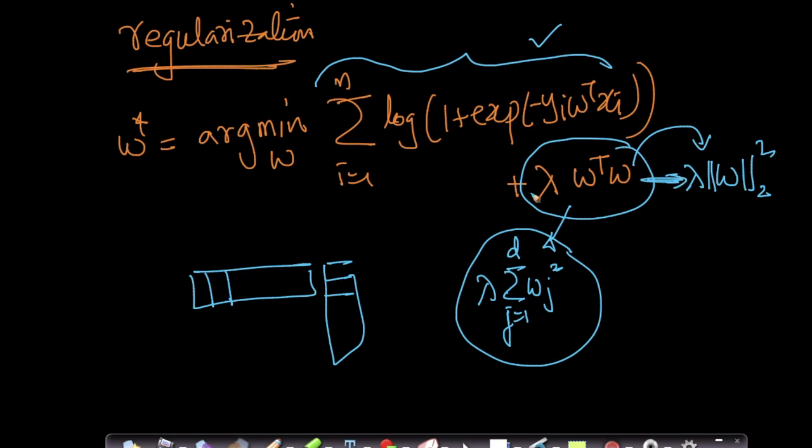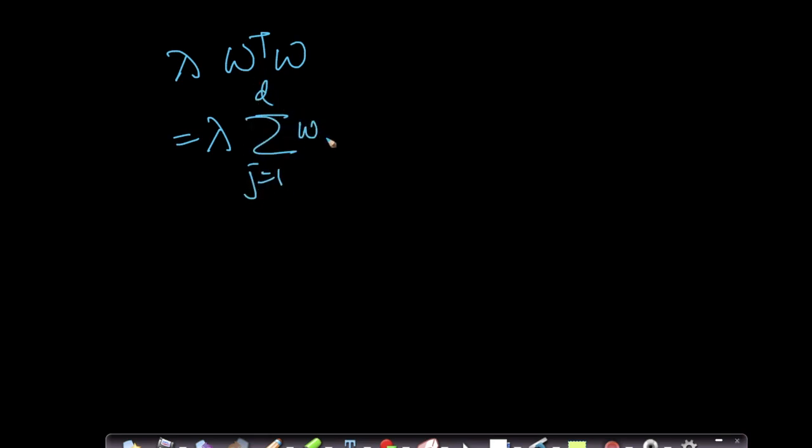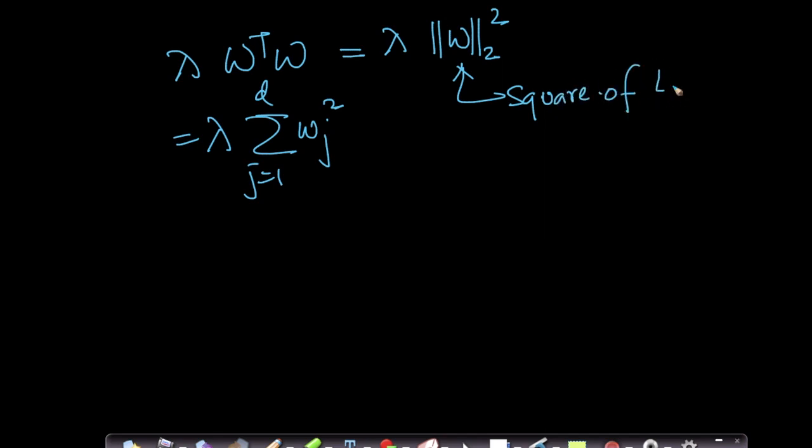So let's focus on the second part here a little. What is the second part? Lambda times W transpose W, which is nothing but lambda times the summation of j equals 1 to D of Wj square, or this can also be written as lambda times the L2 norm of W squared. This is by definition the L2 norm. This is the square of the L2 norm of W.